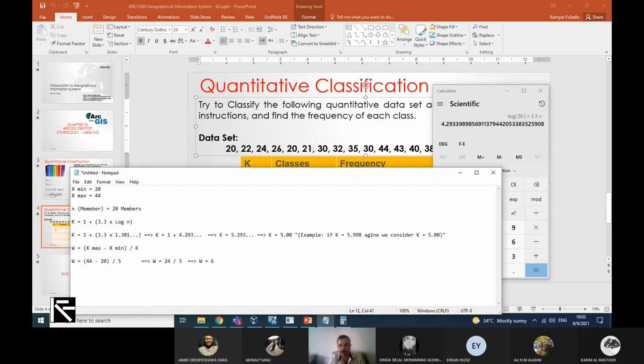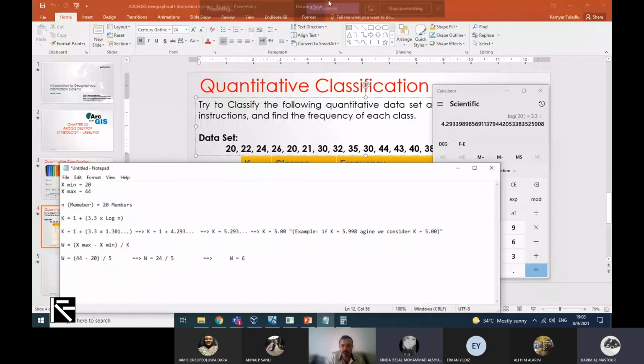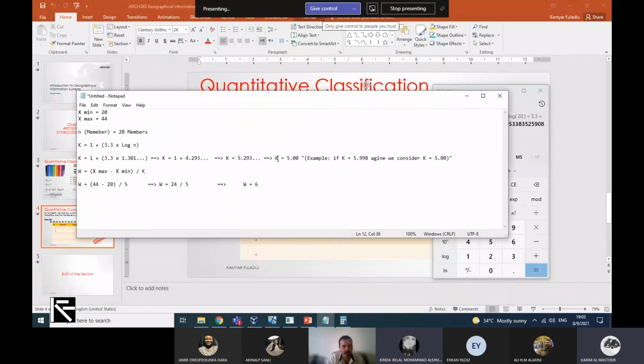Are there any questions up to now? All clear, hocam. It is clear. Hocam, 24 divided by 5, it's 4.8, no? Yes, it's supposed to be 4.8. It's 4.8, not 6. Yes, yes. Sorry. Is it clear now? Yes, hocam.